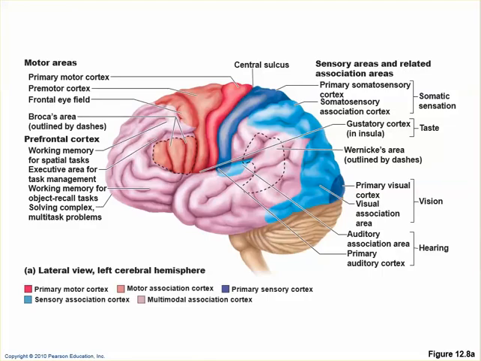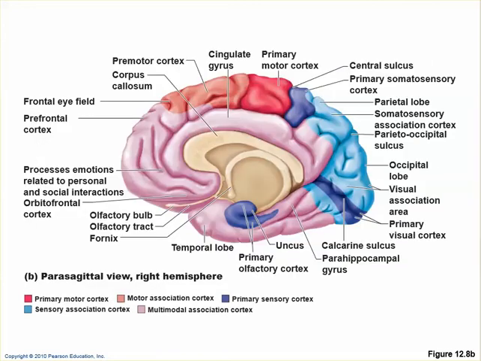Again, we've looked at this before. And this is it in a parasagittal view. So this is the right hemisphere looking from the left, with the left hemisphere gone. There's some olfactory in here, and etc.